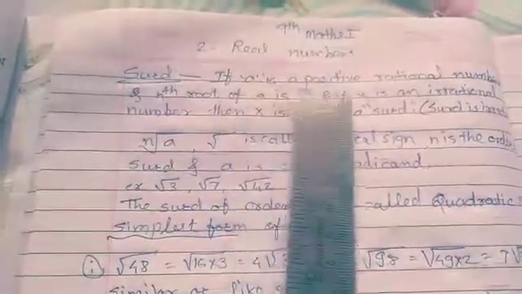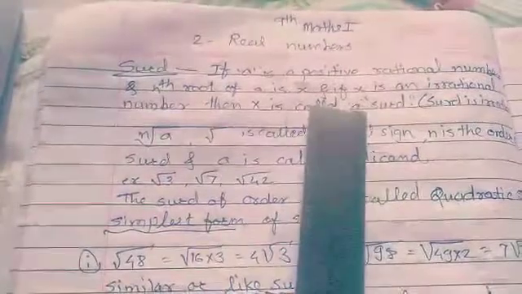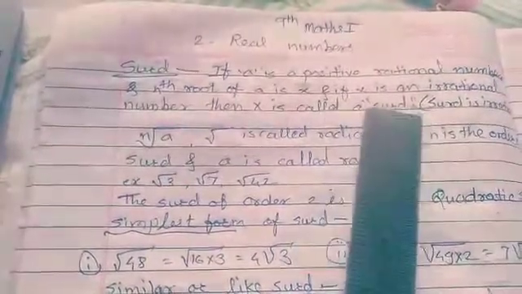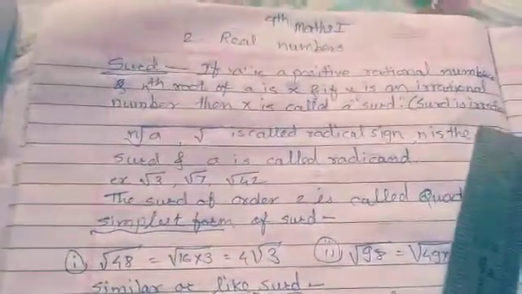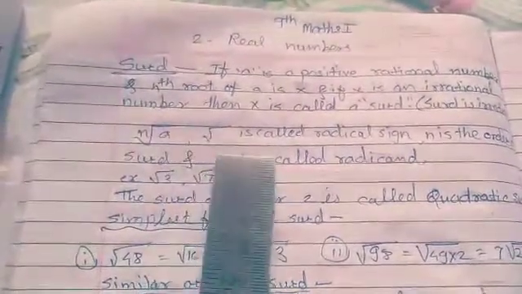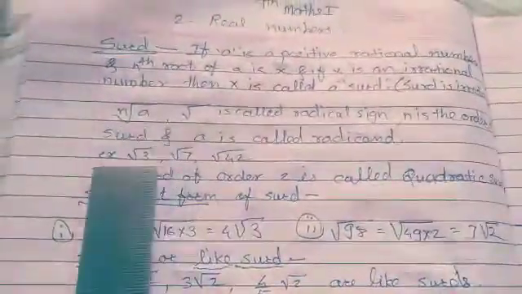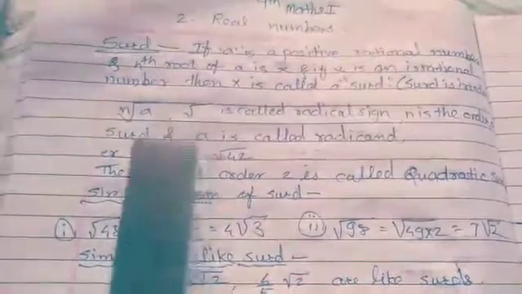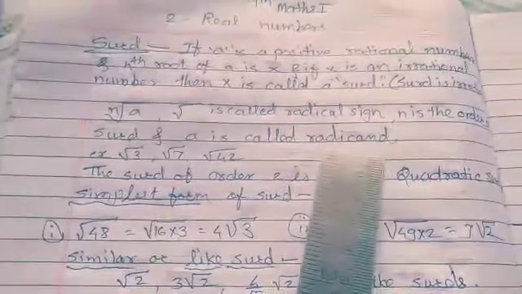If a is a positive rational number and the nth root of a is x, and if x is an irrational number, then x is called a surd. A surd is an irrational number. Here, the nth root of a: this is called the radical sign. n is the order of the surd, and a is called the radicand.